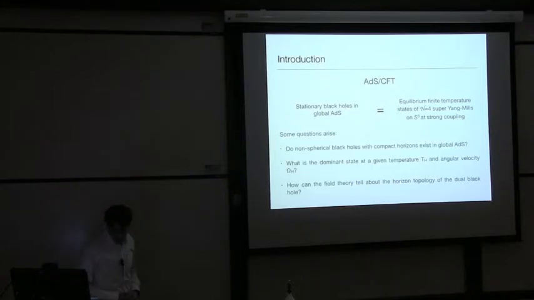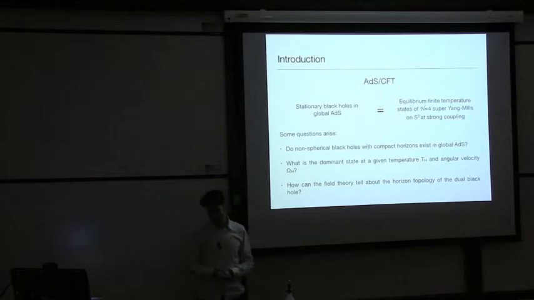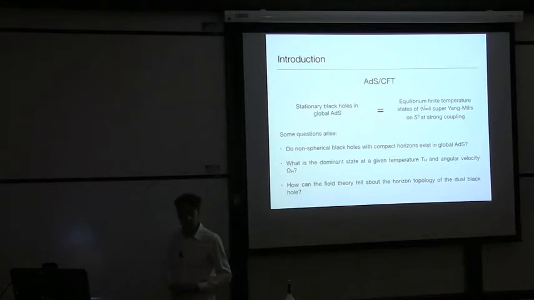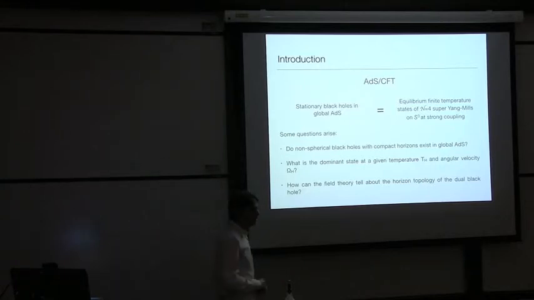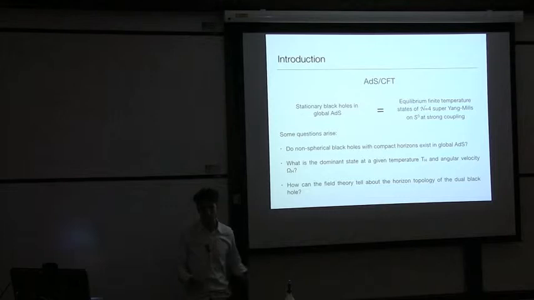This, of course, raises some questions. Firstly, can we have non-spherical black holes with compact horizons in global AdS? This seems to have an obvious answer: yes, because for a small black hole in AdS we shouldn't really care about the cosmological constant. So the question is really, can we have large non-spherical black holes with compact horizons in AdS?